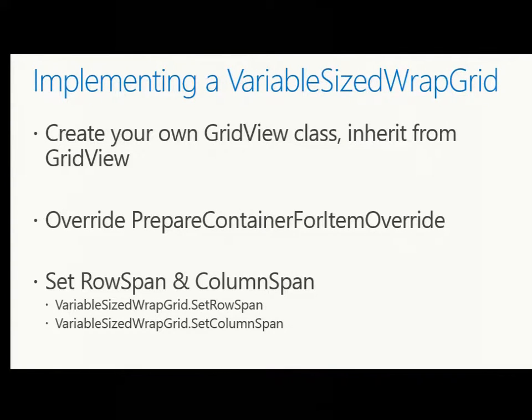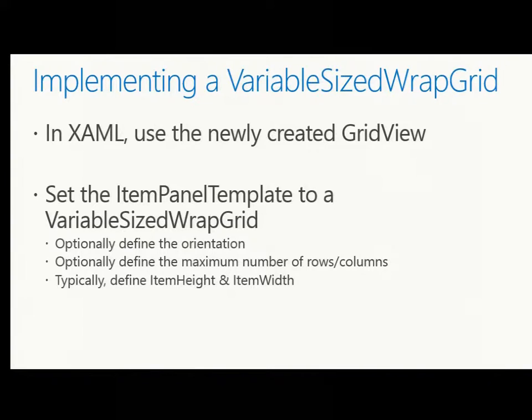But I tend to like this approach because I tend not to like to have row span and column span properties on my classes. So create your own grid view and override this method, in which you state which row span and column span should be used. And of course, you have to use it. So in XAML, instead of using regular grid view, you use your newly created grid view class. And of course, you have to set the item panel template to use a variable sized wrap grid.